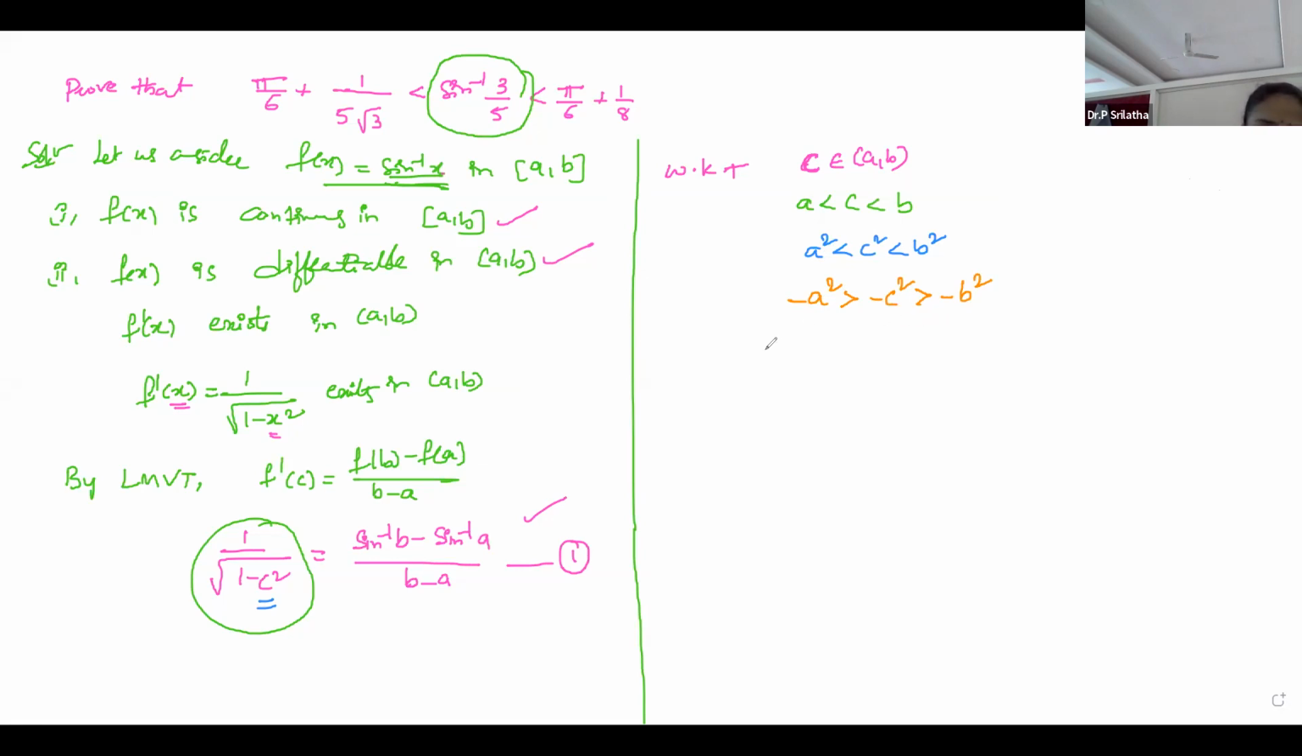Okay, next, what is our next step? Add 1. Add 1 on both sides. Nothing, the sign doesn't change.